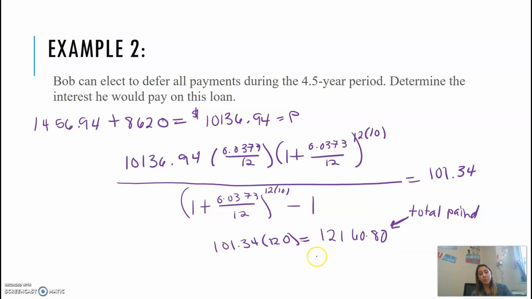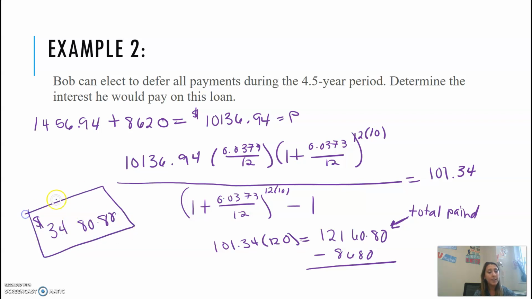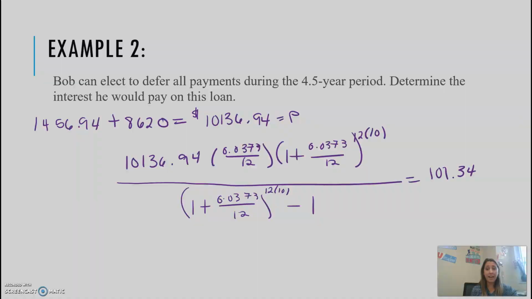So we need to subtract the 8,680 from that amount, and we get total interest. So the interest paid would be $3,480.80. That is the total paid in interest. Total interest. I spelled interest wrong. All right. That's how we find that.